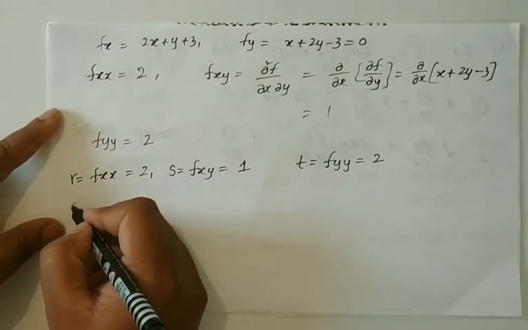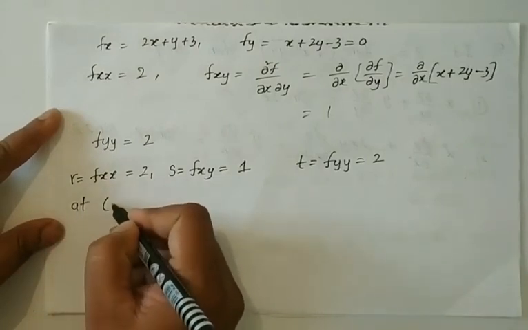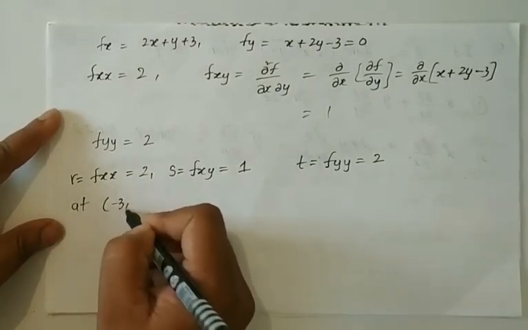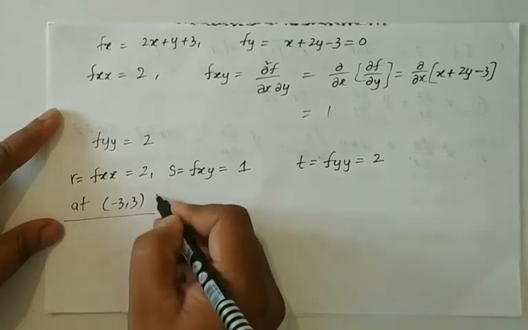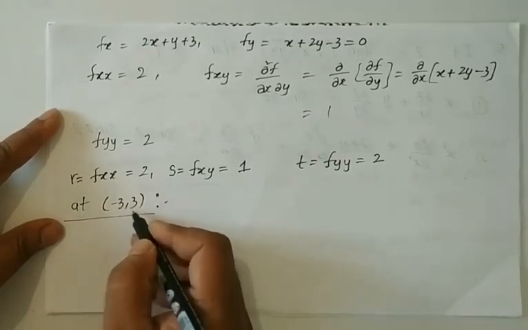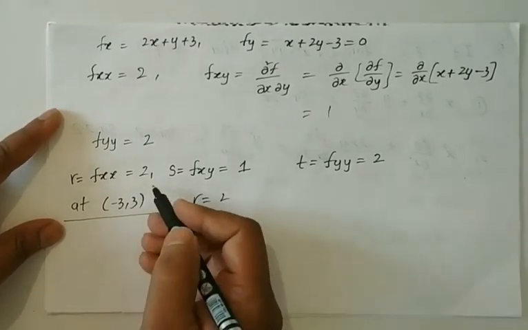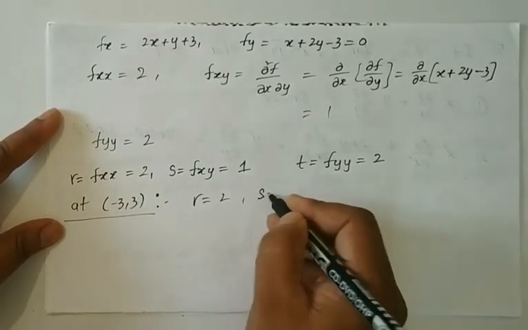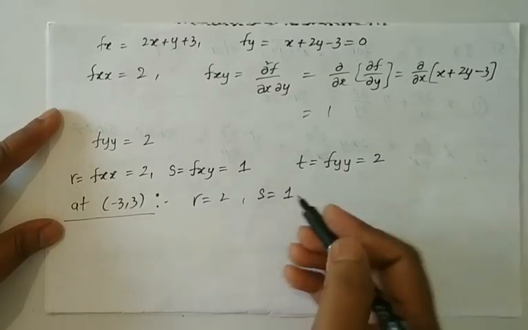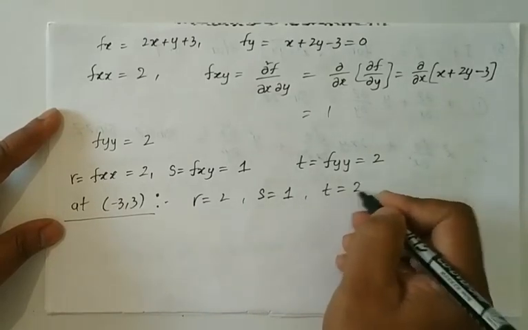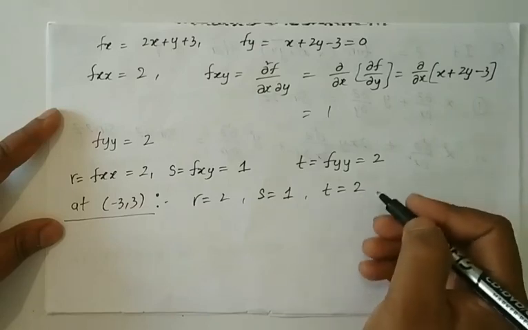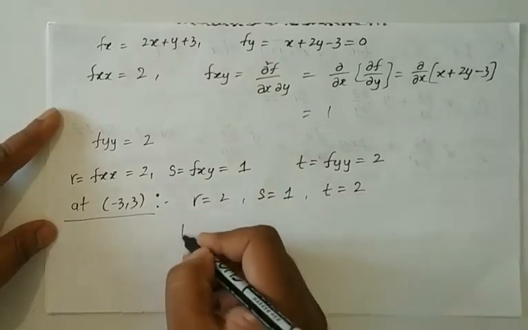What is the critical point? At minus 3 comma 3. Tell me, at minus 3 comma 3, what is r? 2, because there is no x terms. What is s? 1, because there is no x terms. What is t? 2, because there is no x and y terms. Okay, clear? So next we have to find d.